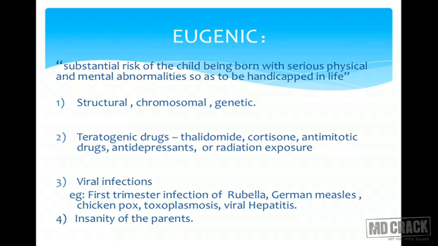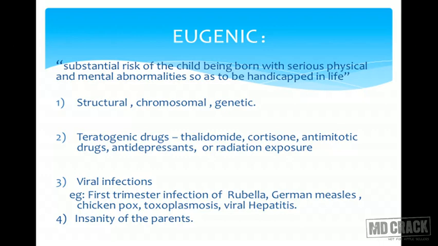In case a pregnant woman gets viral infections like rubella, German measles, chickenpox, toxoplasma or viral hepatitis, especially in first trimester, all these viral infections can cross the placental barrier, reach the fetus and affect the fetus, and can cause many congenital anomalies in the fetus. That is why again that becomes a eugenic ground for termination of pregnancy. Insanity of the parents can also be a ground for termination.